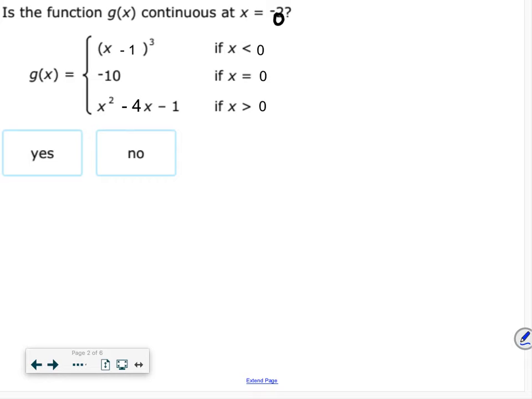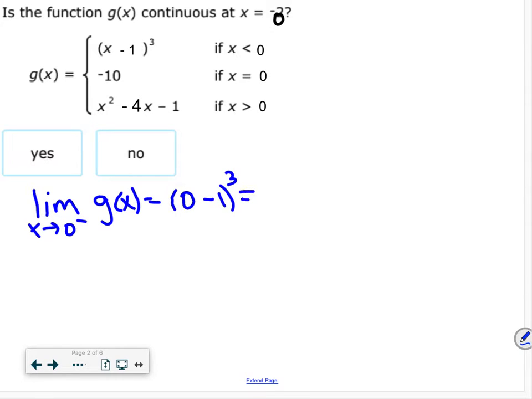Okay, anyone need more time? So let's look at the limit. The limit, as x approaches 0 from the left, would be which piece would we be worried about? 1, 2, or 3? Piece 1. So we're going to plug 0 into piece number 1. What do we get?